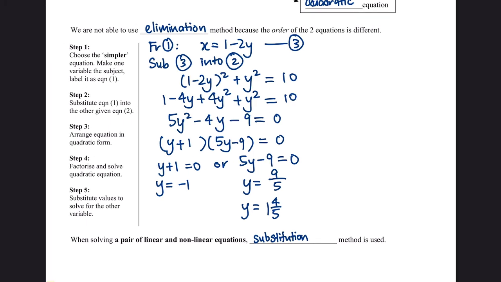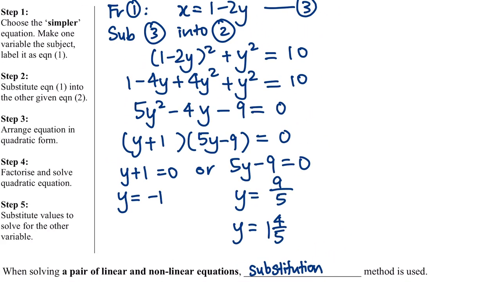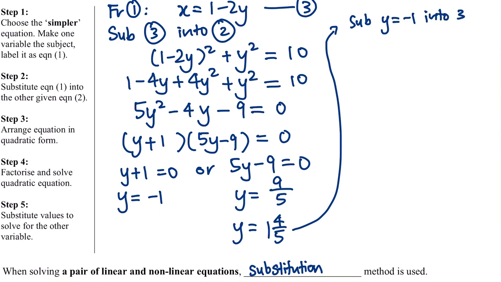Okay, so next, we have already found the value of y. So next, we will need to find the corresponding value of x. So we'll do this separately. First of all, I'm going to substitute y equals negative 1 into equation 3, replacing y with the value we found, which is negative 1. So we'll get 1 minus 2 times negative 1, and so x equals 3.